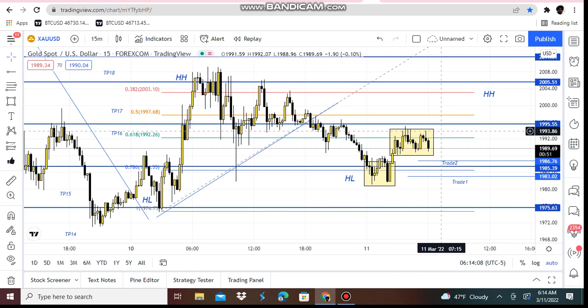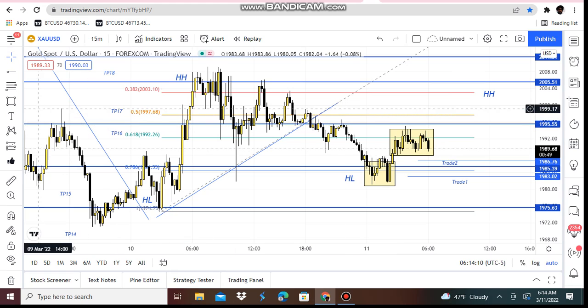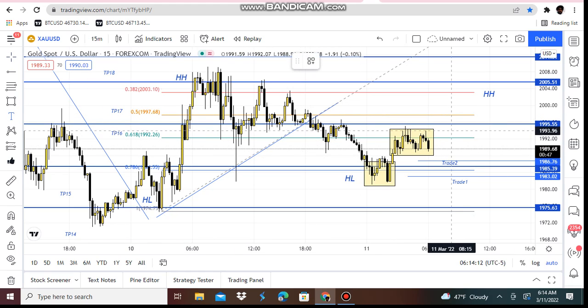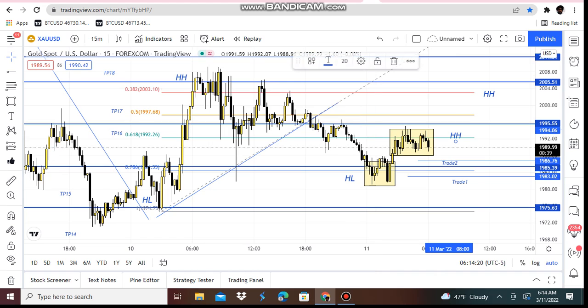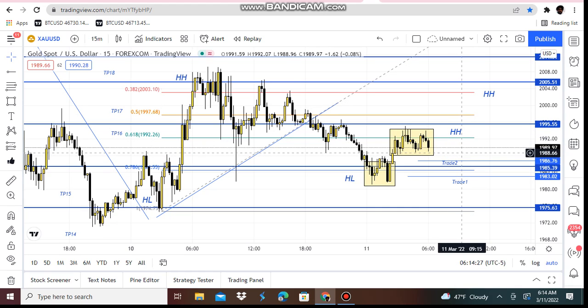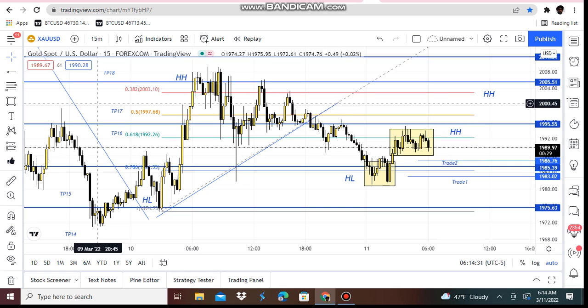It made a little higher high right here as well. This can be considered a higher high as well. HH, higher high. Boom. So it made a higher high right here as well. But what is it doing now? It's making a higher low. We have to wait for price to make a higher high right now. It's making a higher low.